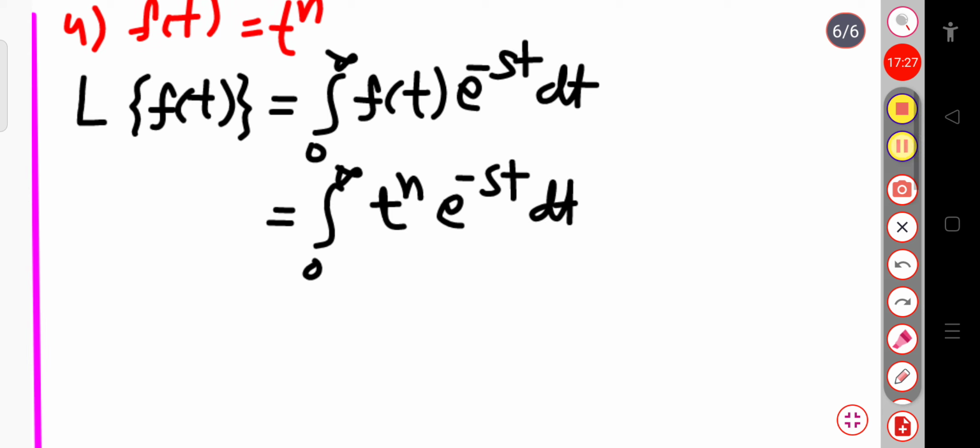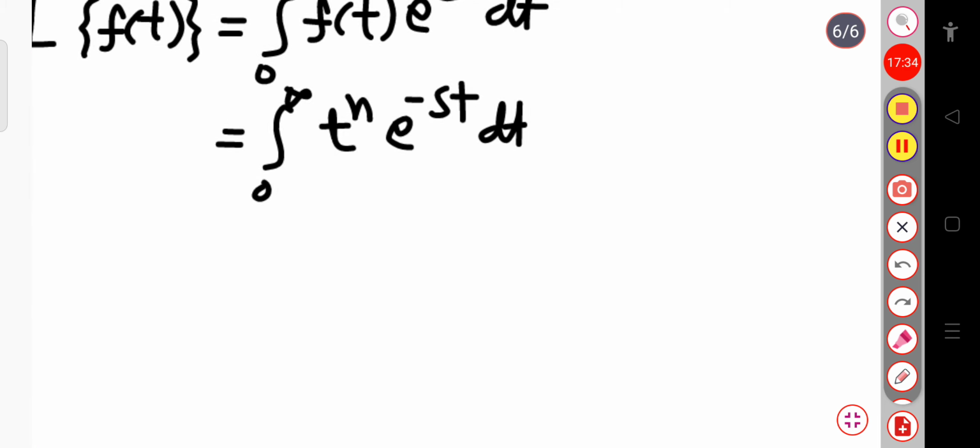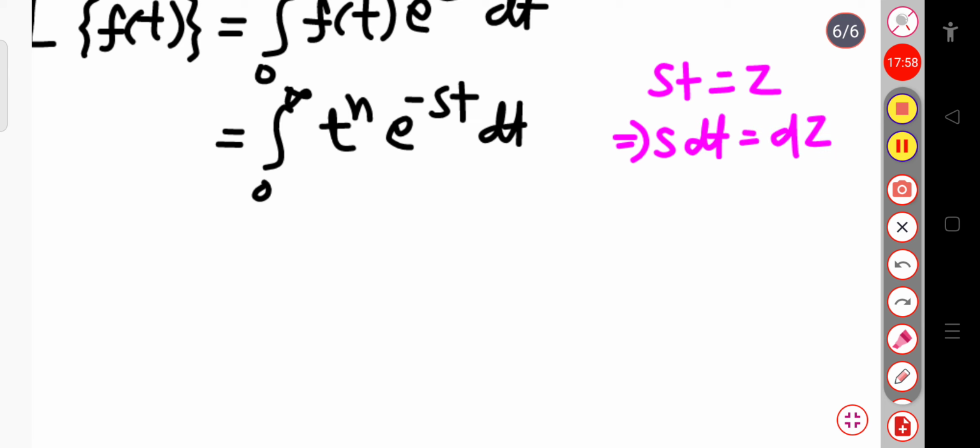Now here I want to solve this integration. To solve this integration, let us take st equal to, let me change the color, st equal to suppose z. Now if I differentiate both sides, then since s is the constant, this is s into dt, that is equal to dz. Or we can write this dt will be equal to dz by s.